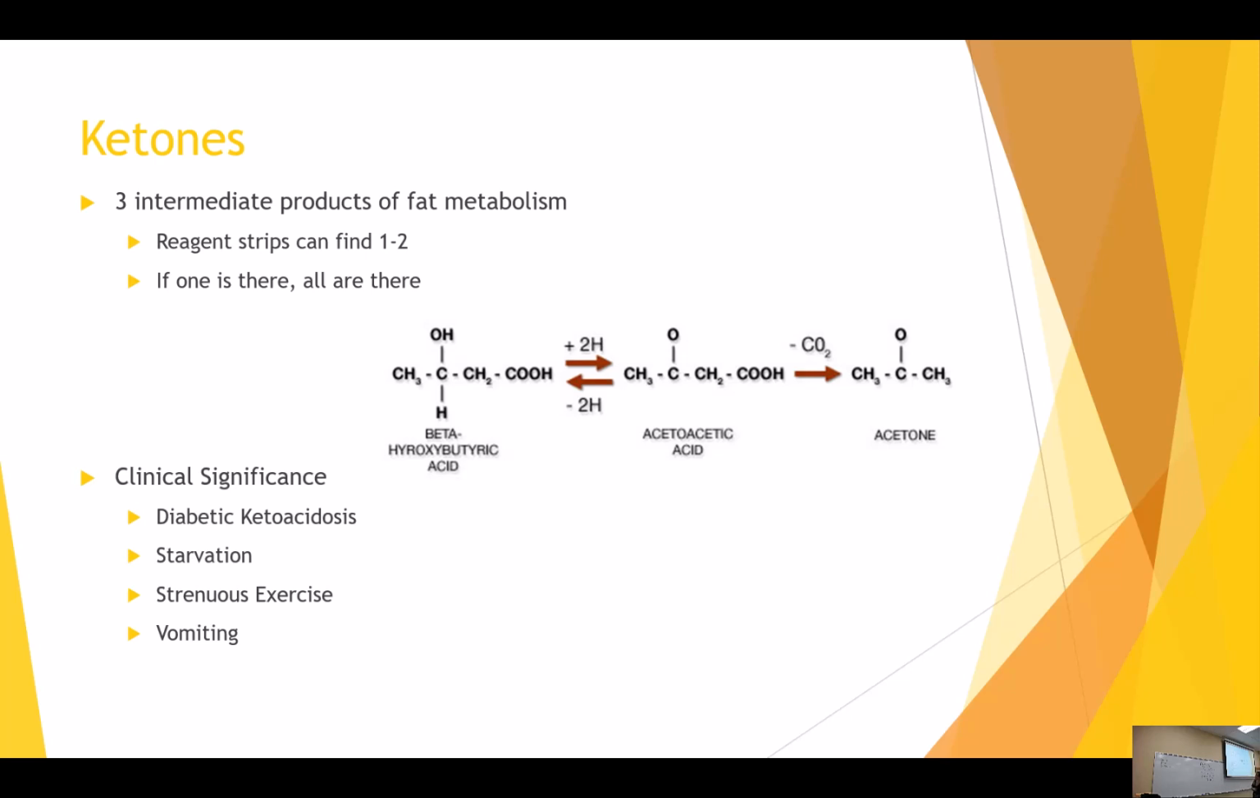diabetic ketoacidosis, starvation, strenuous exercise, long-term vomiting. The other time we see this, and it's not really clinically significant, it just happens, is the keto diet. Every January, everybody takes these New Year's resolutions. They all go on the keto diet for a month. We see a lot of ketones, and then they start dropping down. Throughout the year, you see these little spikes in your patients that come through with ketones in their urine due to the keto diet.